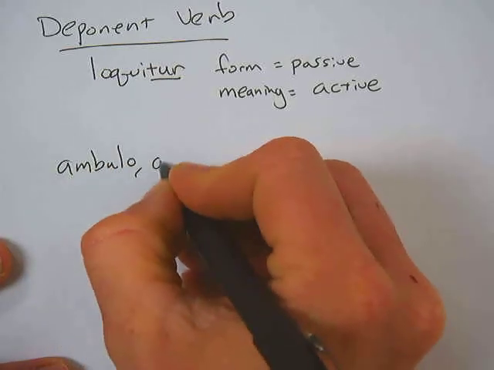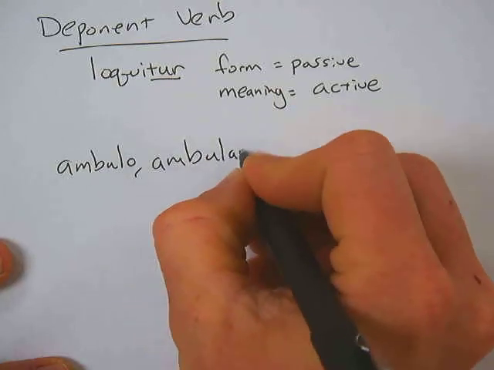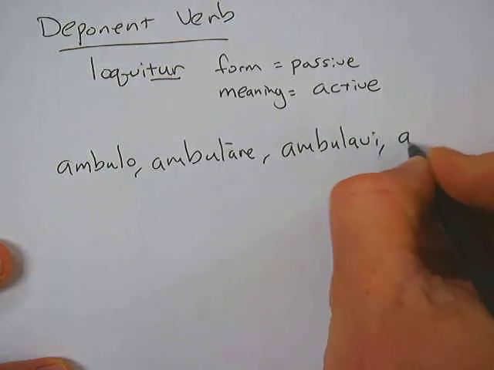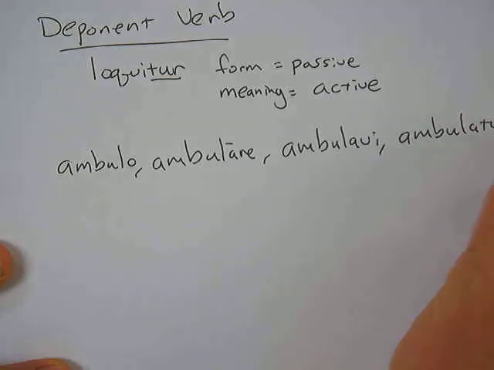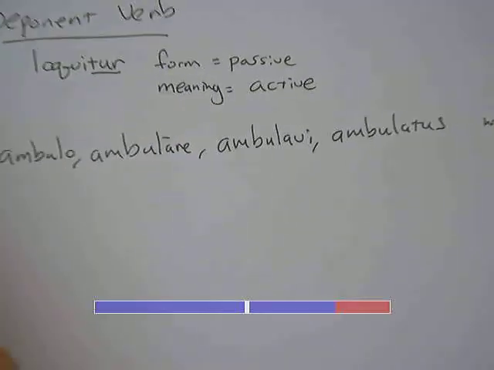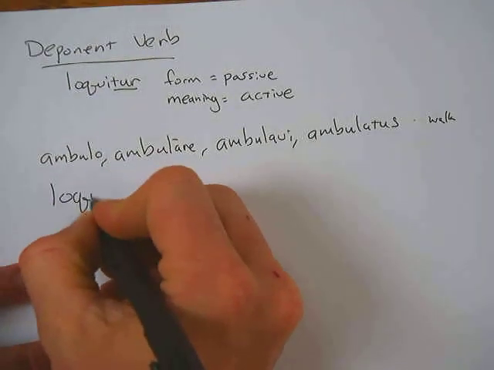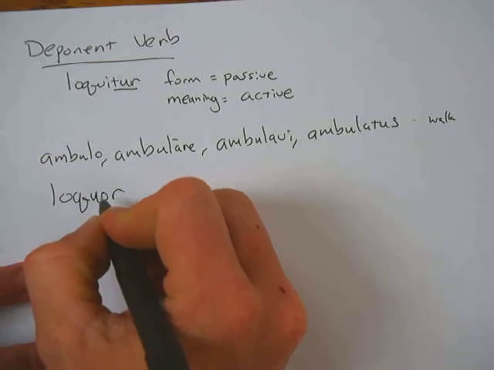So when these verbs appear in the dictionary, they look a little different. Whereas a normal verb would look like ambulo, ambulare, I'll write one out. Ambulo. This is a regular verb, not a deponent. Ambulare, ambulavi, ambulatus, walk. Okay, sorry, I'm losing it there.